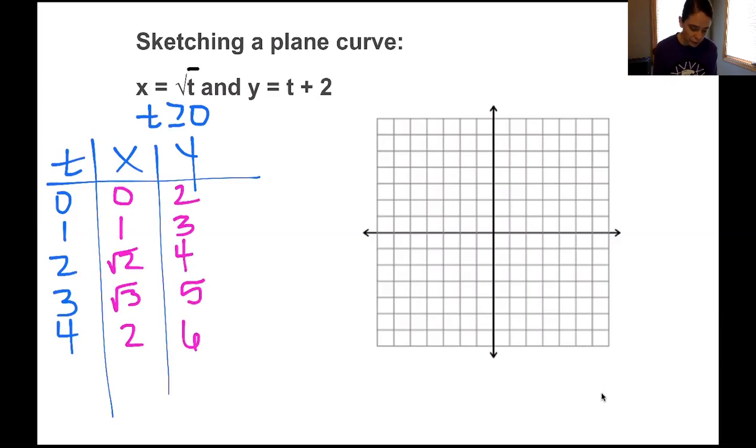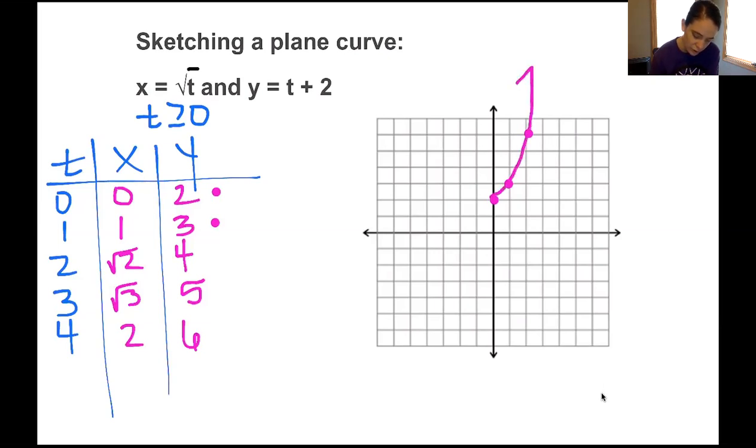Now we can go ahead and plot these points in the order in which we found them. So first 0, 2, then the coordinate 1, 3. Now I'm not really excited about trying to plot the coordinates radical 2, 4 and radical 3, 5. So I think I'm just going to know that they're there, but go ahead and graph my nice point 2, 6, and I can kind of tell what's happening, right? It's like we have half of a parabola.